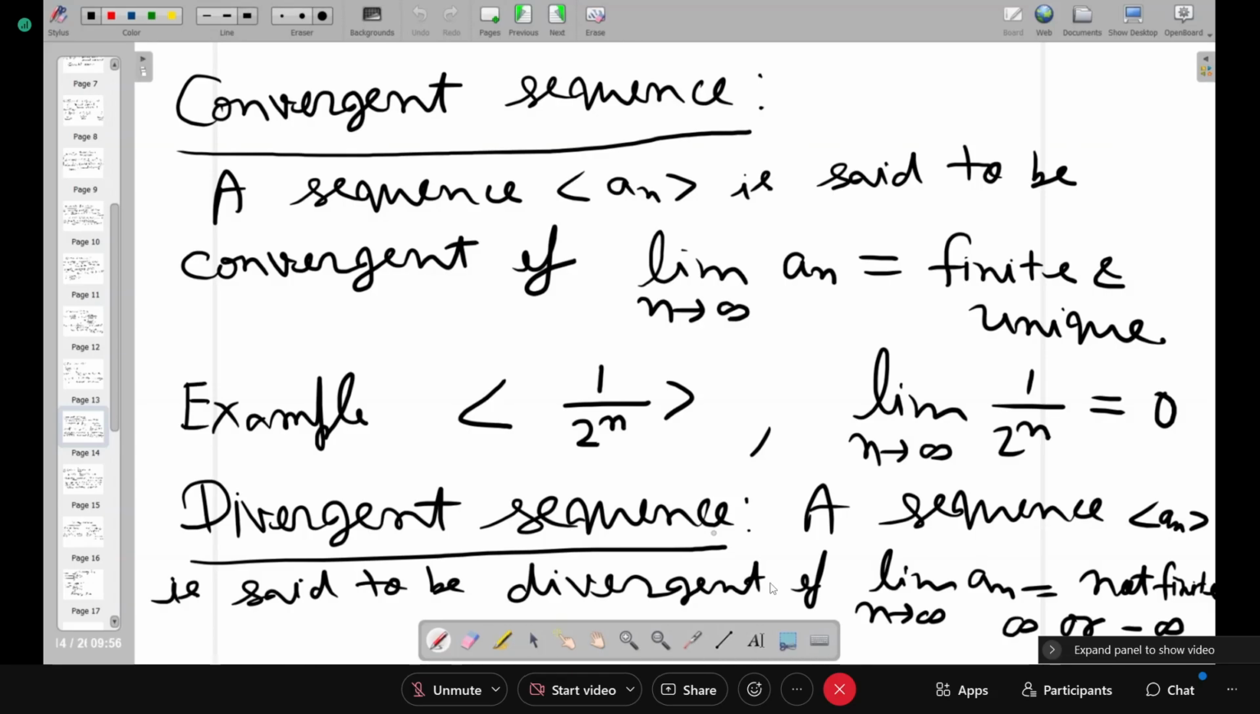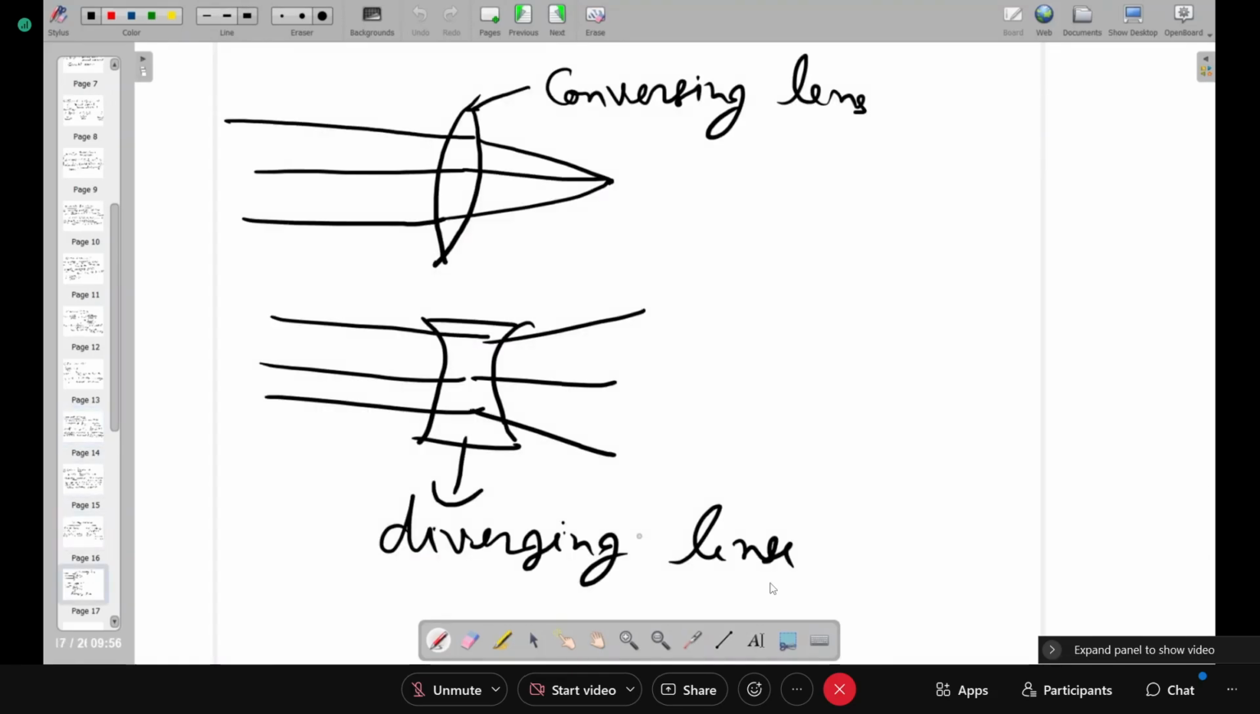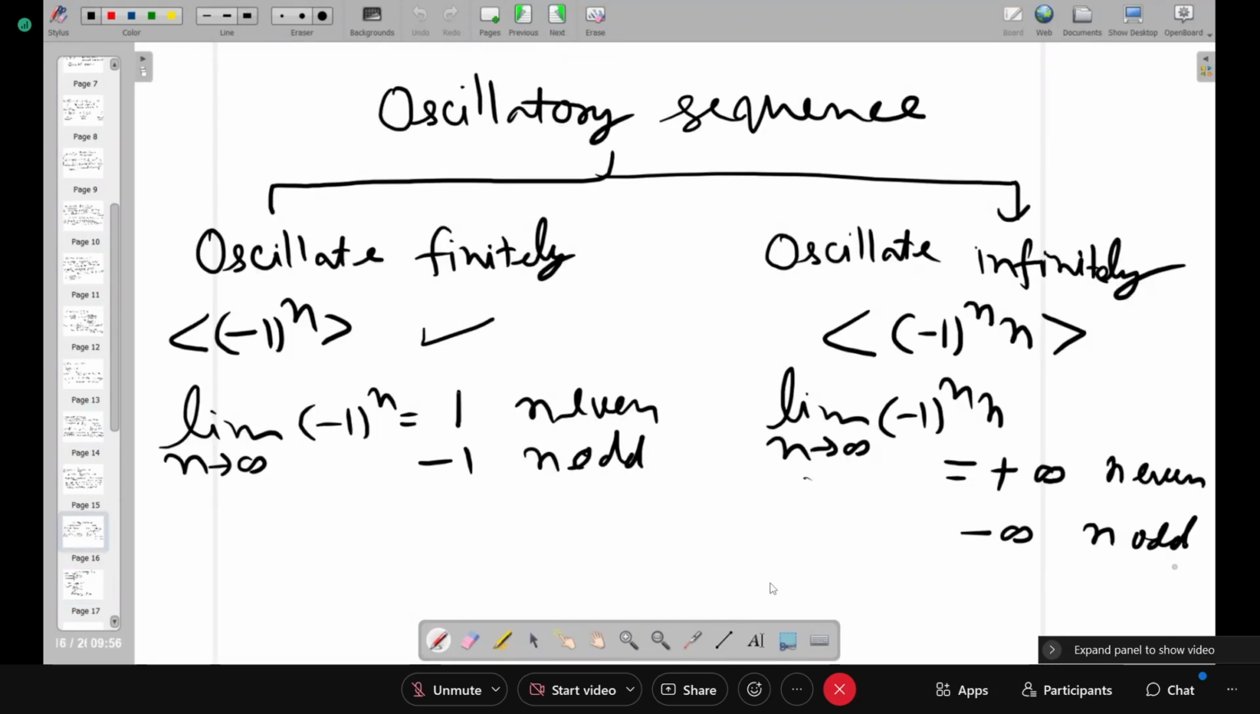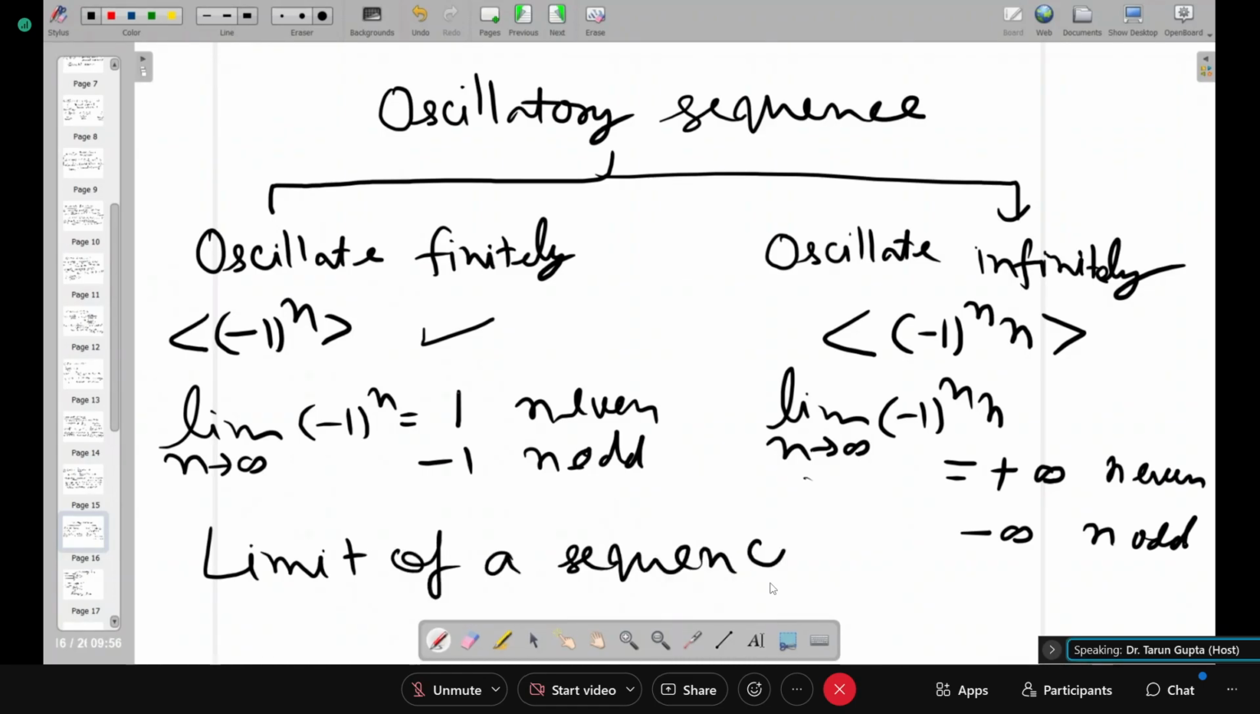Definition. Okay, after this it will be the limit of a sequence, that we will see in the next class.